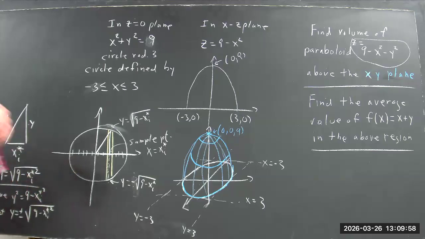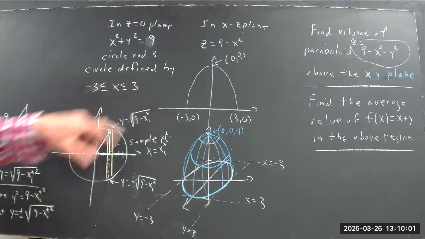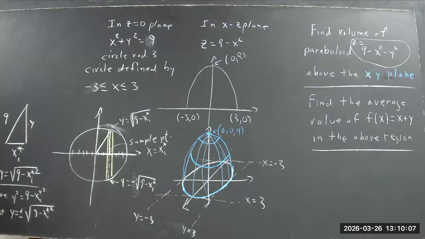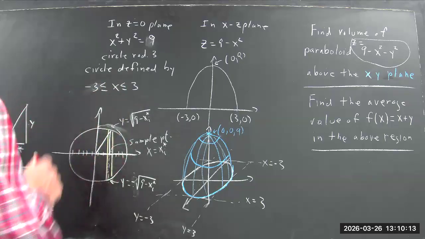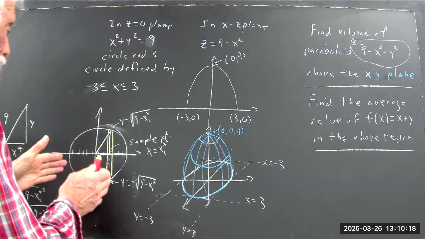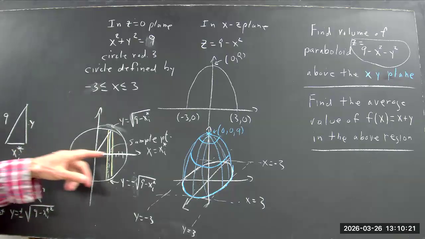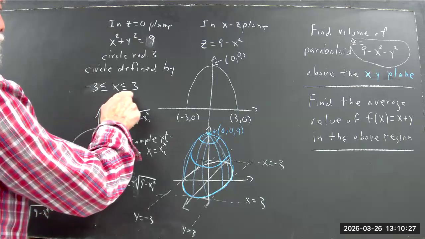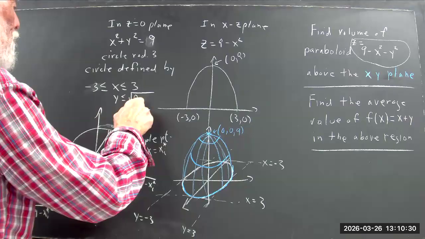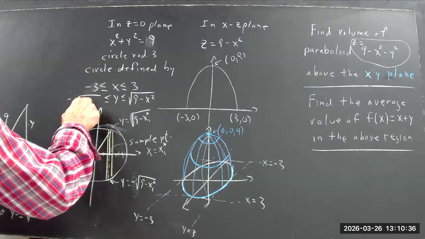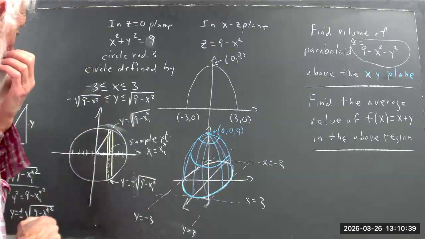Okay, so we can describe this circle. Well, first of all, x goes from -3 to 3. Now, if you know what x is, what are the limits on y? Given the value of x, because we've already said x is every value between -3 and 3, that'll span the entire circle, right? But if you're given x, y is between the square root of 9 minus x squared at the top and negative square root of 9 minus x squared at the bottom.